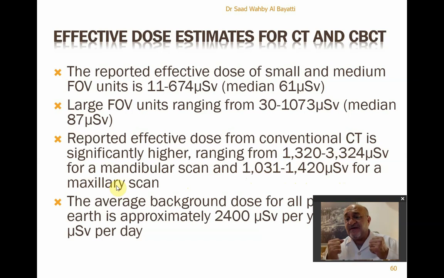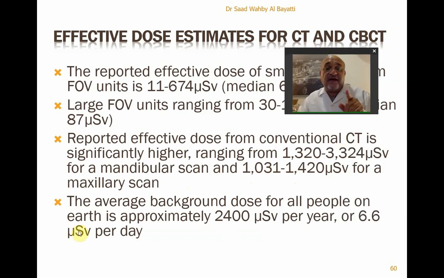You know that the mandible is a thicker bone, so you need an increased dose. Of course, if you want the whole skull, the story is totally different. And if you go for the whole skull, the dose is over 2000 microsieverts, so the dose is higher.